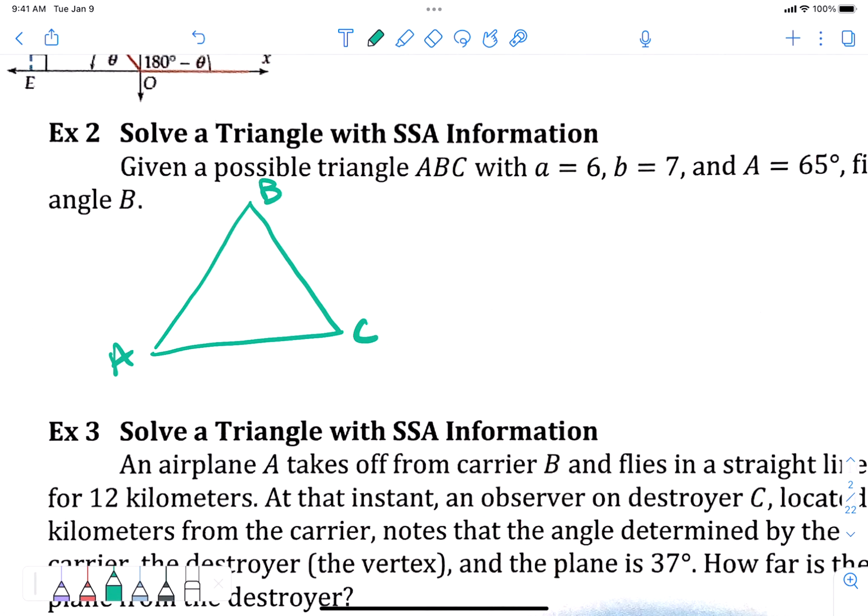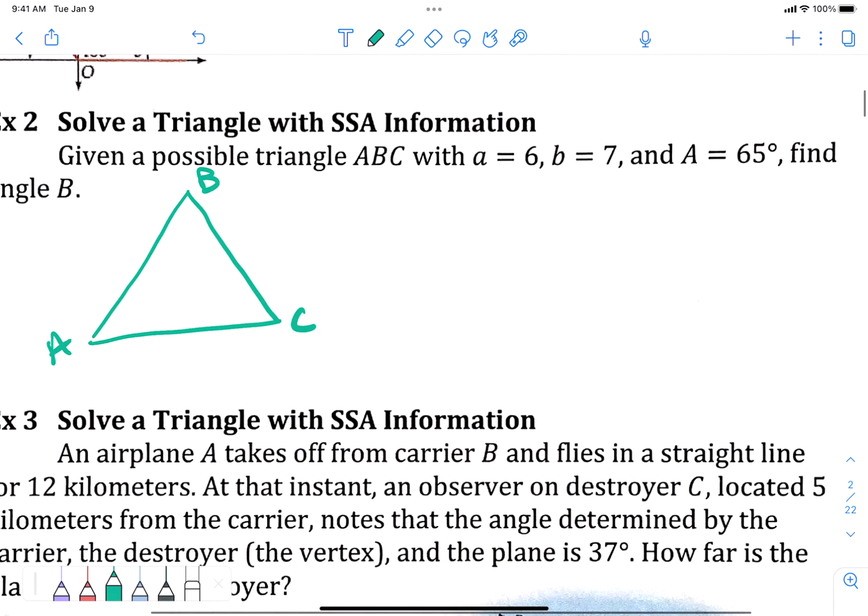Can I just put A, B, C wherever? Sure, that's fine. The big letters are the angles, small letters are the sides. So little a is the one across from angle A. The only thing that we know is 65 degrees for that angle, and then we know little a is 6. Where does little a go?